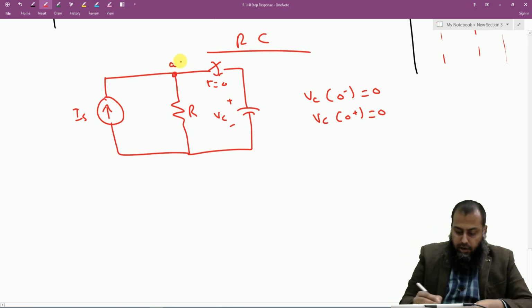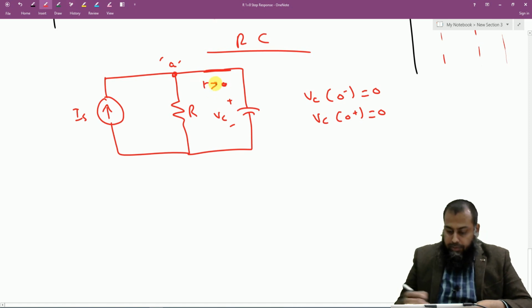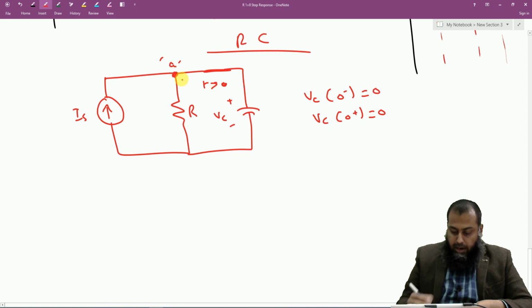If I say that this is a node A, and at time t greater than 0 we turn on this particular switch, thereby switching it something like this one. So we have closed this switch. This is time t greater than 0. So what will happen now, that we can actually apply the KCL here.